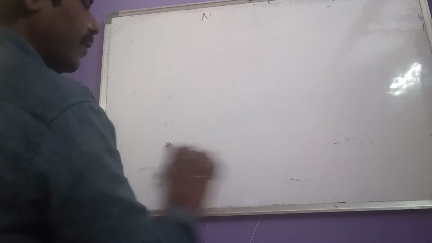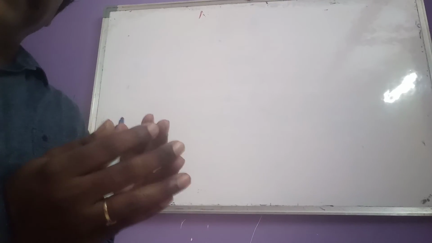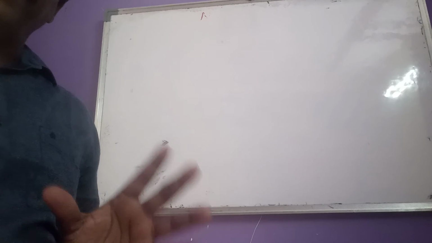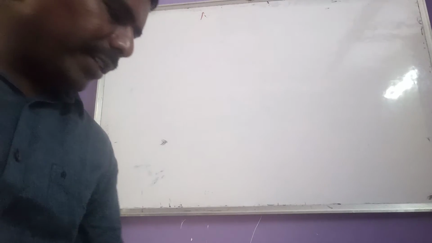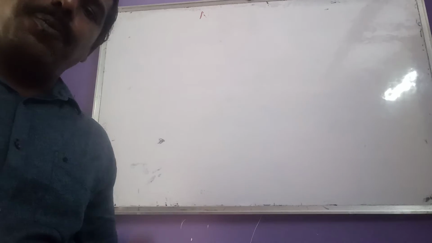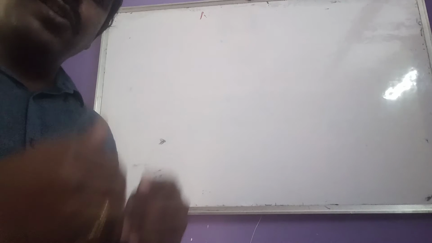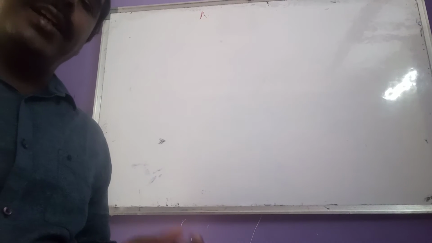And regarding the properties of NaOH, NaOH is a colorless and transparent solid. That means it is present in the solid state but has no color. It is highly soluble in water, and it has a hygroscopic nature. That means it absorbs moisture and also CO2 from atmospheric air.